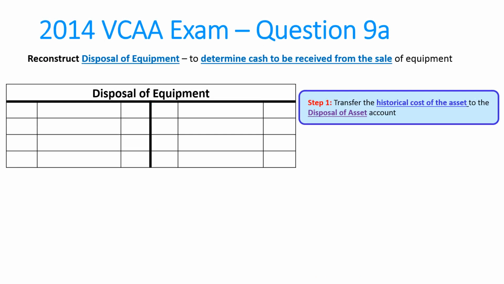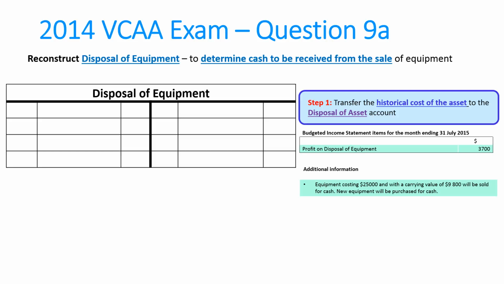Let's record the historical cost of the asset that's been disposed of, and we're going to send that to the disposal of equipment account. What does that mean? It means that the equipment that we're selling, it says here, cost 25,000.